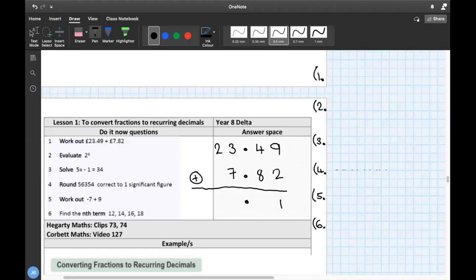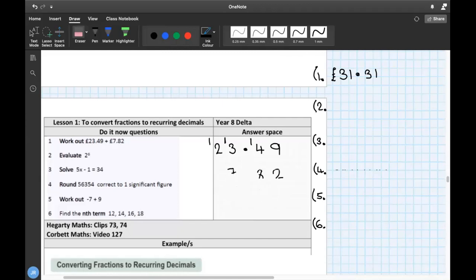9 add 2, 11, carry the 1. 1 add 4, 5, add 8, 13, carry the 1. 1 add 3, 4, add 7, 11, carry the 1, and then we've got 3, including our units as well. So the final answer there, £31.31.